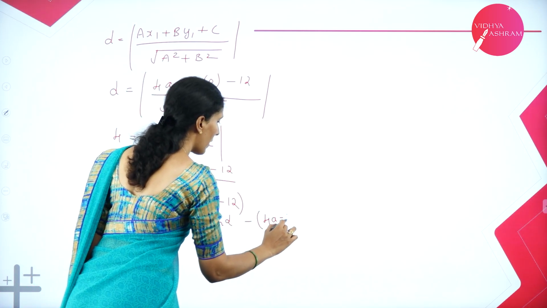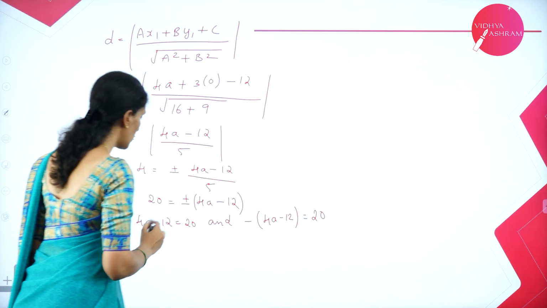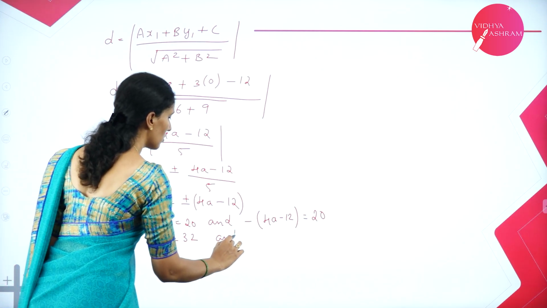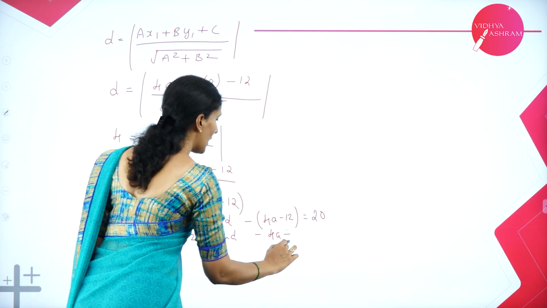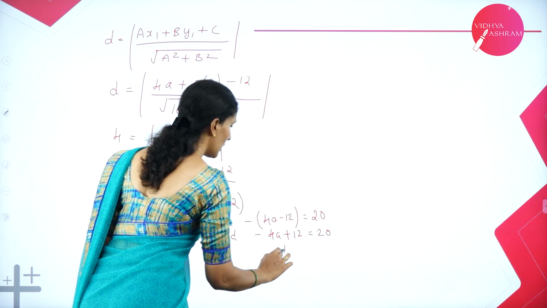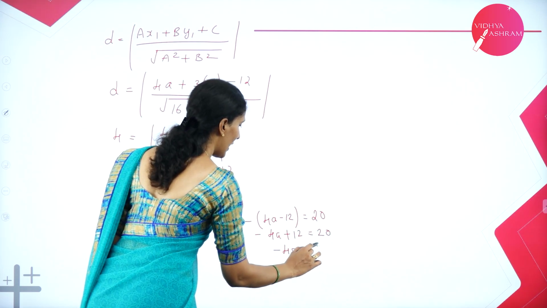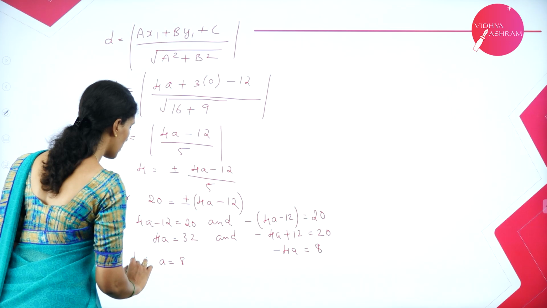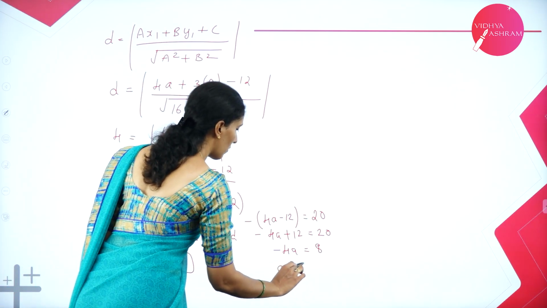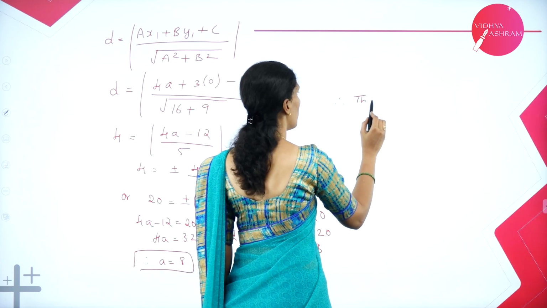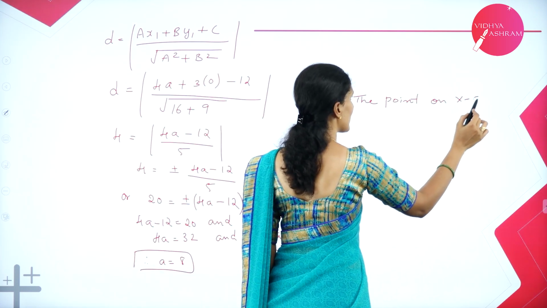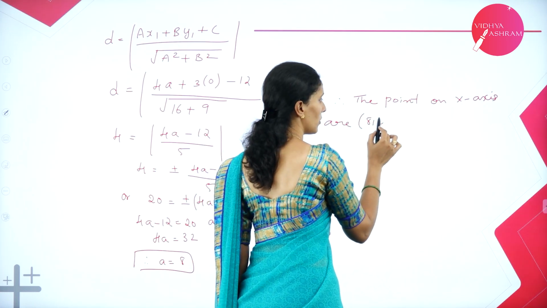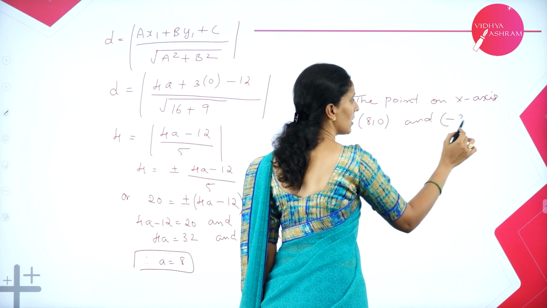minus 4a minus 12 is equal to 20. So solve this, you will get 4a is equal to 32 and here you will get minus 4a plus 12 is equal to 20 or minus 4a is equal to 8. So solving this, therefore here a is equal to 8 you will get and here you will get a is equal to minus 2. So therefore the points on x-axis are, one is 8, 0 and another one is minus 2, 0.